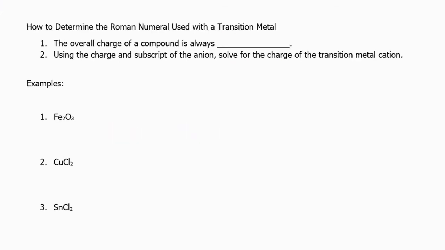Now let's talk about what happens when there are transition metals involved. Remember, the key is the fact that the overall charge of the compound is always neutral. And so if it's always neutral, we have to look at the subscript of our anion, and that lets us figure out what the charge of our transition metal is. So let's look at this one.